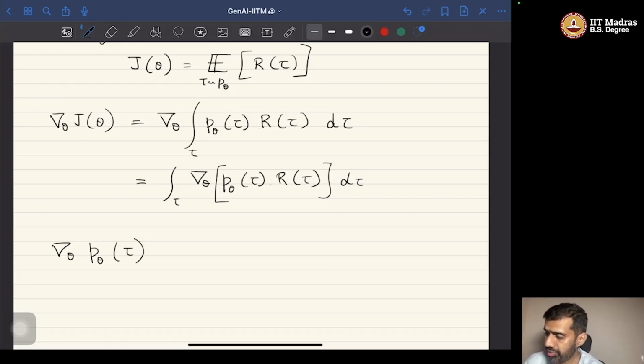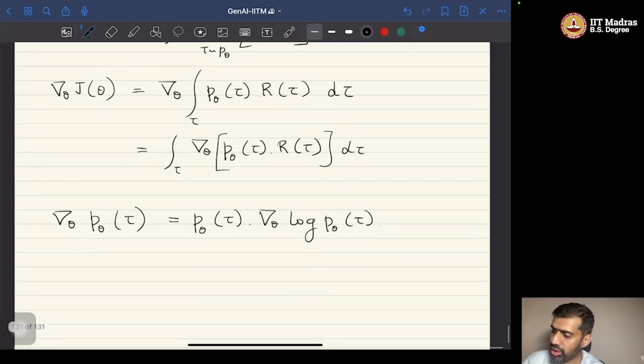So now what is this given by? Let us first write this gradient using what is called the log derivative trick, where we express this as p theta tau times the gradient of the log of p theta tau. Why is this true? This is simply the famous log derivative trick: if you take the gradient of the log of a function, it is given by 1 by the function times the gradient of the function. So the 1 by function and this function cancel out, and what remains is the gradient of the function, right? So it is very easy to verify.